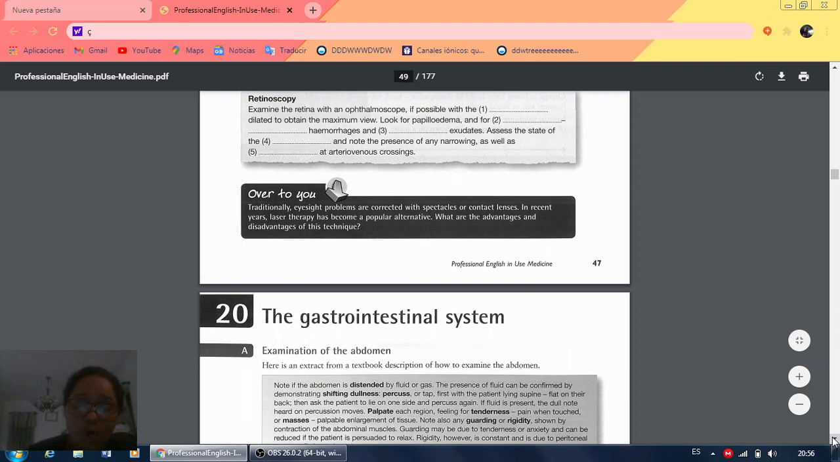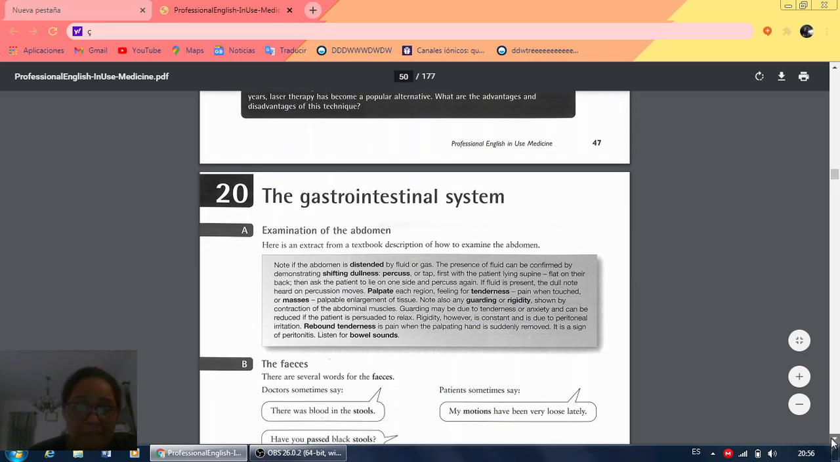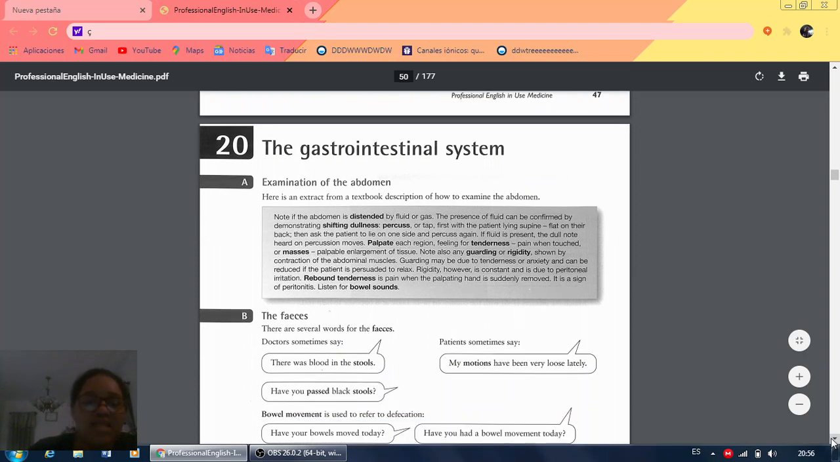The gastrointestinal system. Examination on the abdomen. They are textbooks description of examining abdomen. Noting the abdomen is distinct fluid and the present fluid can confer the most weight dual pairs of take with the patient's slice up. Flank of the back of the patient's toilet on one side per course, fluid present to nose, hand, and per course move palpar, regional feels to tenders. Pain notes are most popular in blacksters.